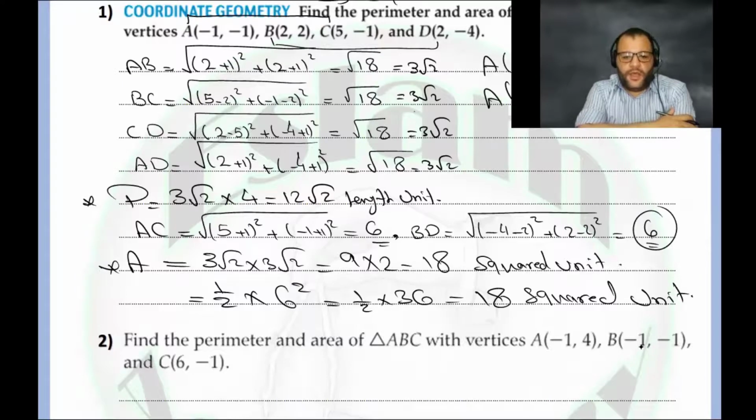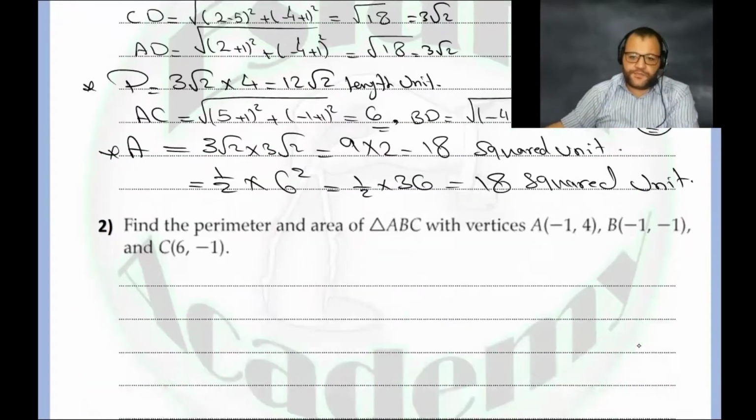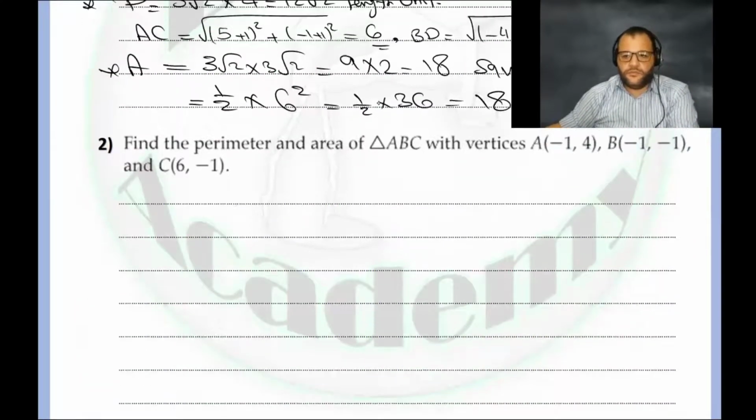Okay. Can you solve the perimeter and the area? Solve the perimeter first for the triangle. Can you find the perimeter of this triangle and send it to me?